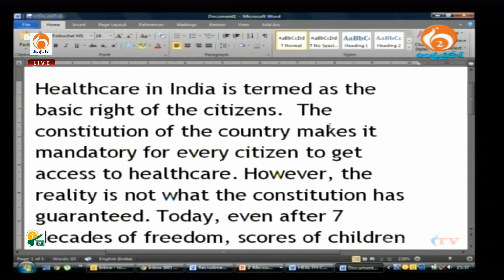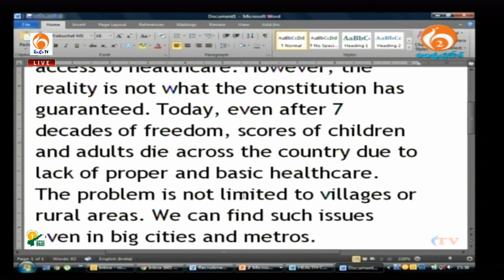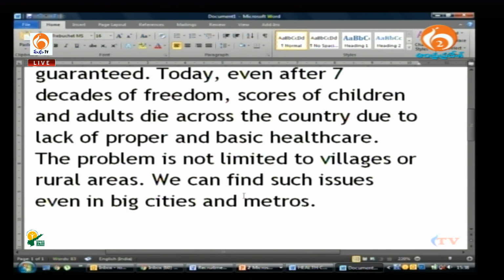So I'll read this. I'm done making my opening paragraph. Healthcare in India is termed as a basic right of the citizen. The constitution of the country makes it mandatory for every citizen to get access to healthcare. However, the reality is not what the constitution has guaranteed. Today, even after 7 decades, decades means 10 years, 7 decades of freedom, scores of children and adults die across the country due to lack of proper and basic health care. The problem is not limited to villages or rural areas. We can find such issues even in big cities and metros.